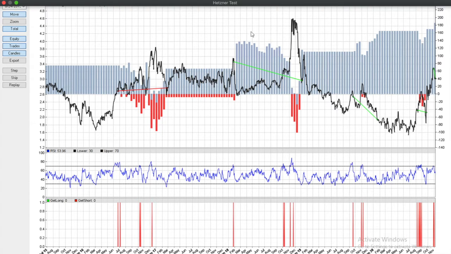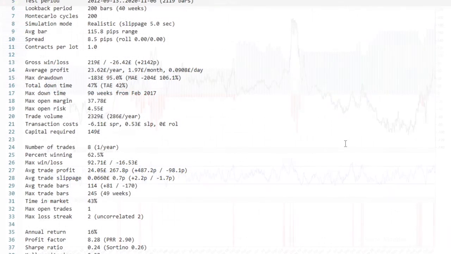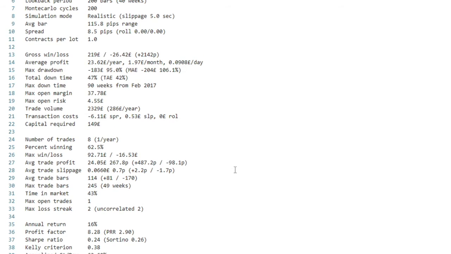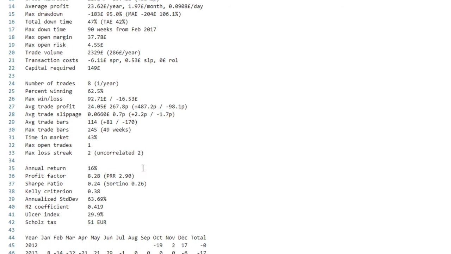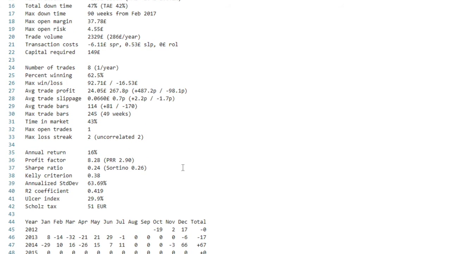Now let's have a look at the actual results. Looking at the results, we can see the characteristics of a mean reverting strategy. Everyone's bragging on the internet with a lot of winning trades. This one, for instance, got a 62.5% win rate. It doesn't mean anything though. In reality, it's only made 60% year on year, with a standard deviation, which is the measure of risk we normally look at, of 63.69%.